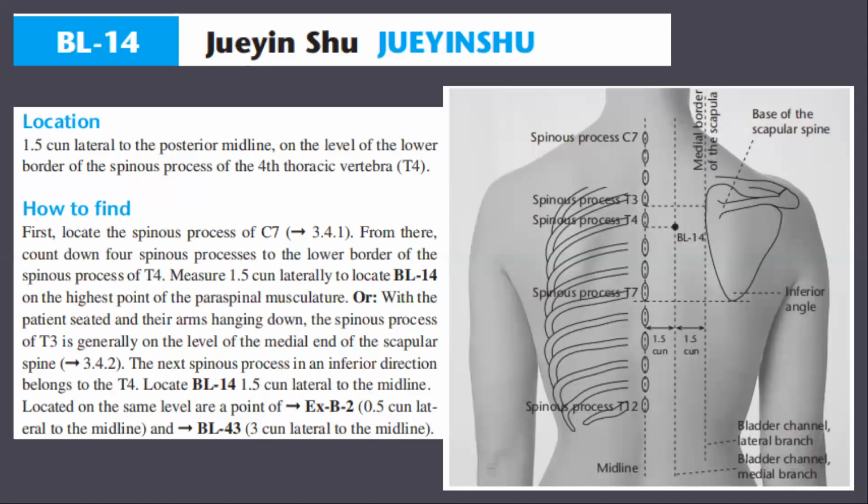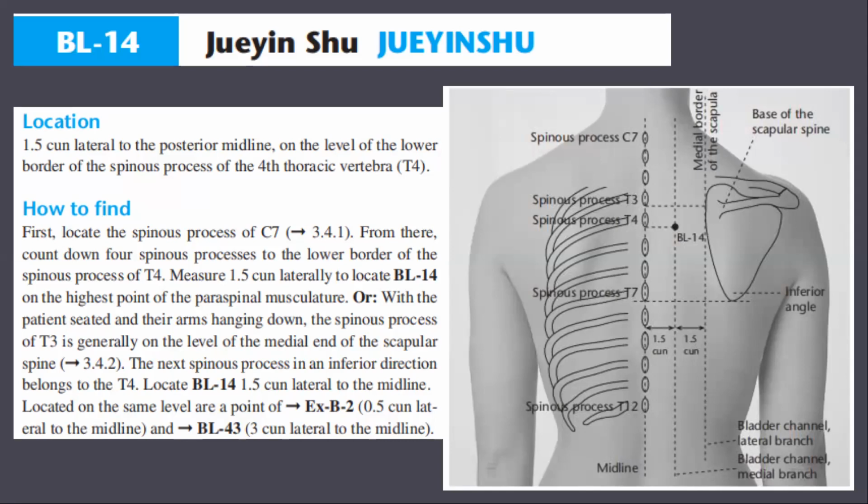First, we need to locate the spinous process of C7. From there, count down the spinous processes to the lower border of the spinous process of T4. Measure 1.5 cun lateral to locate Bladder 14 on the highest point of the paraspinal musculature.